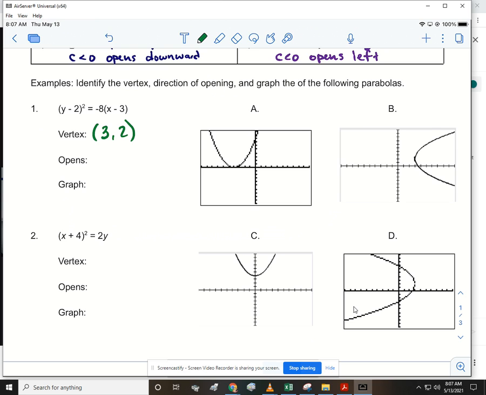What about the direction of opening? Left. All right, so look at your graphs. What do y'all think? That's going to be D. See, y'all are complaining about nothing.